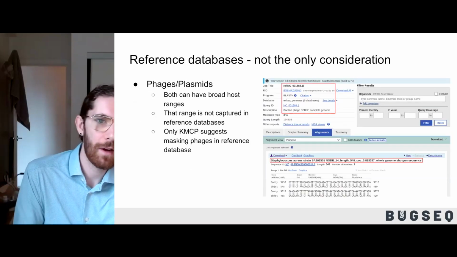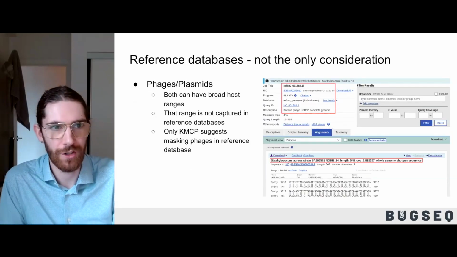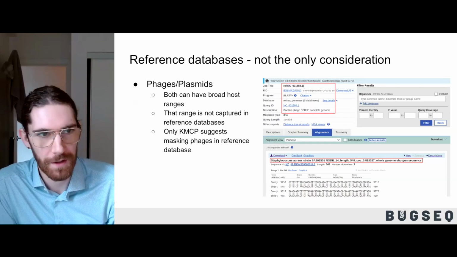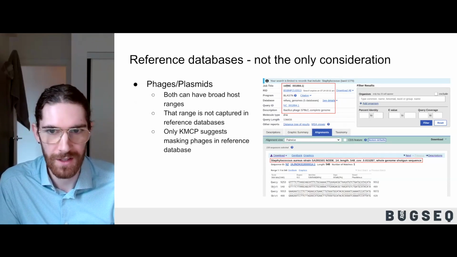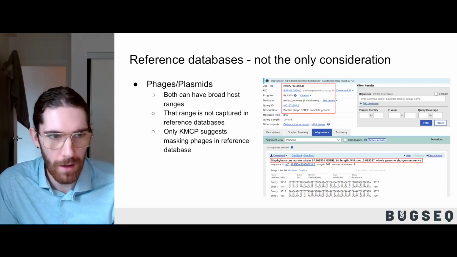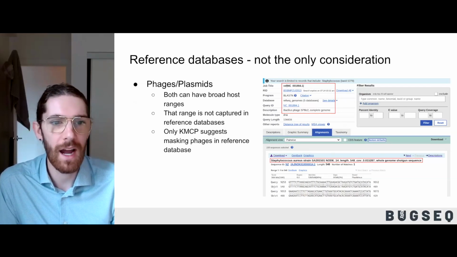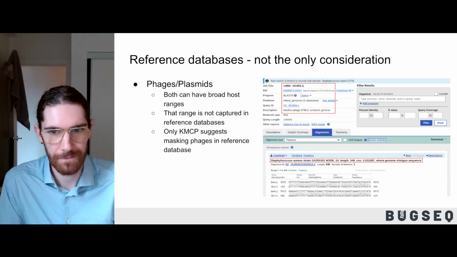However, the contents of the reference databases aren't the only consideration, in particular with regards to phages or plasmids that can have broad host ranges that could inform things such as AMR. That range is not captured in many reference databases.